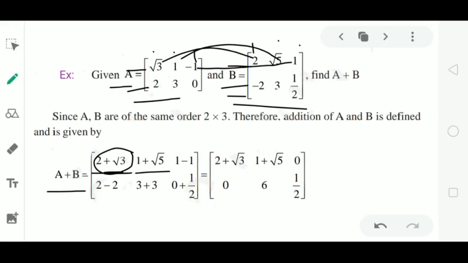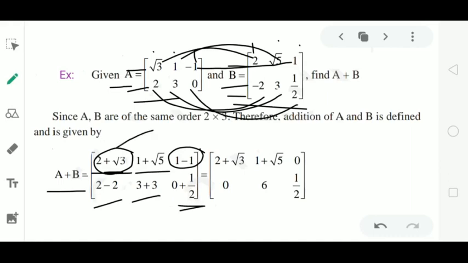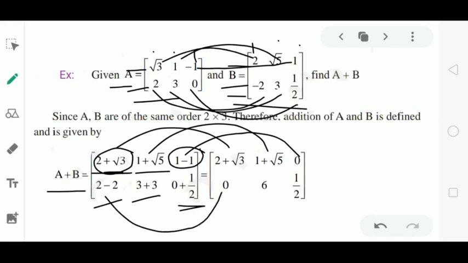Minus 1 plus 1. Minus 1 plus 1 is same as 1 minus 1. 2 minus 2. 3 plus 3. 0 plus 1 by 2. Their sum is 2 plus root 3 as it is, 1 plus root 5 as it is, 1 minus 1 is 0, 2 minus 2 is 0, 3 plus 3 is 6, 0 plus 1 by 2 is 1 by 2. This is the matrix A plus B.